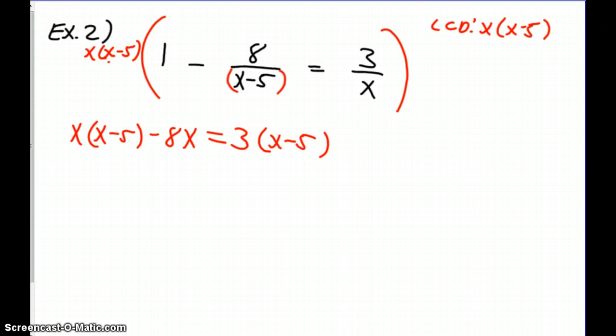Now what do you do next? The next thing you would do is distribute. Distribute the x and distribute the 3. When I distribute the x, I get this. When I distribute the 3, I get that.